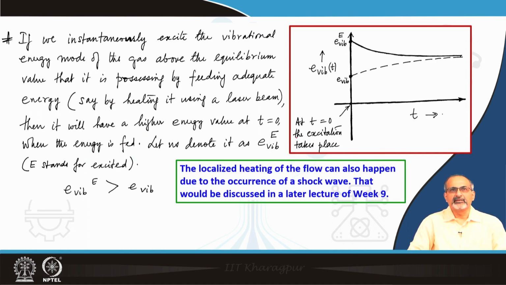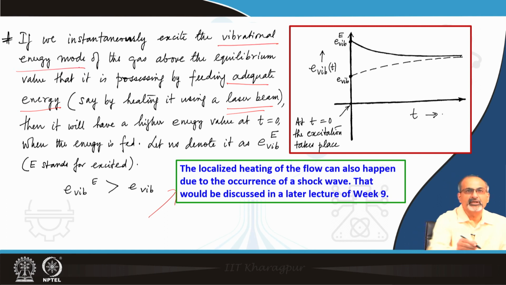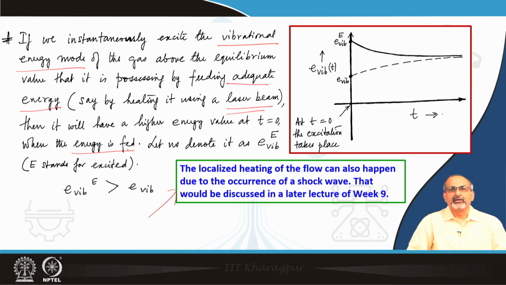If we now instantaneously excite the vibrational energy mode of the gas above the equilibrium value that it is possessing by feeding adequate energy, one example of which could be passing a laser beam through the gas. Another example could be the localized heating of the flow due to the occurrence of a shock wave, and we have discussed the theory of shocks in detail in the previous week. So, there could be different ways by which the excitation of the vibrational energy mode can actually happen. Then it will have a higher energy value at T equal to 0, when either the energy is fed or it gets heated up because of a mechanism like a shock, for example.